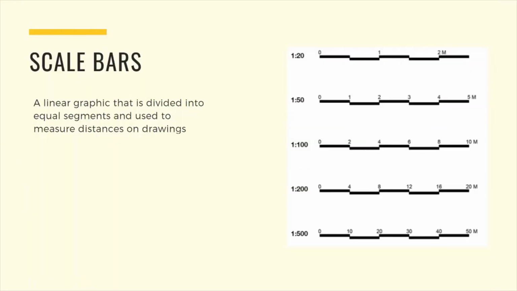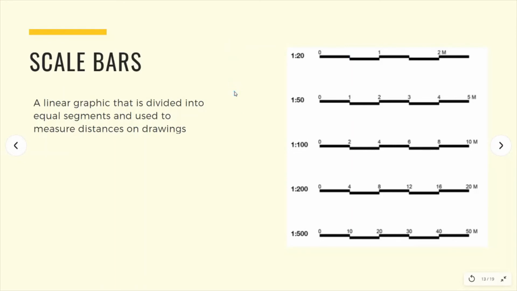Okay? Another type of scaling method is the use of scale bars. These are linear graphics that are divided into equal segments and used to measure distances on drawings. Usually these scale bars are used on maps. As you can see, it is a small graphic. You can use this bar on a map to measure the distance.